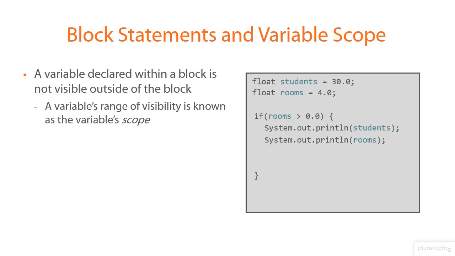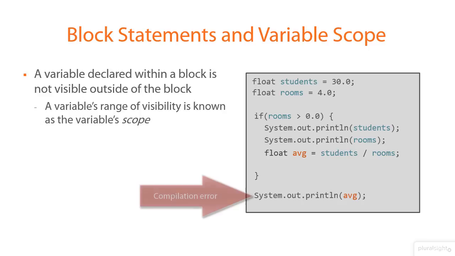And inside of there, I print out students and rooms, and then I declare a float called average, which has a result of students divided by rooms. Now, if I then, outside the if block, attempt to print out average, I actually get a compile error, because once I leave that block, average no longer exists.